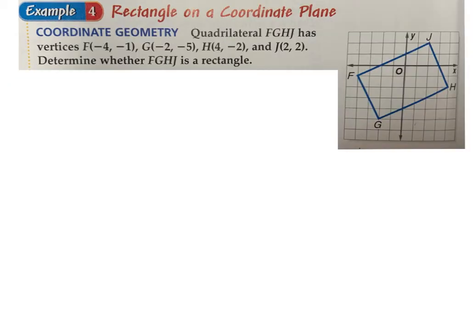So if you look at the next example, coordinate geometry, they've given us a quadrilateral. That just means 4-sided figure. And they've given us the vertices. Determine whether or not it is a rectangle, all right? They've given us 2 options to do this, using slope or using distance formula, all right? So here's the deal. If I use slope, what am I going to try to prove with slope?